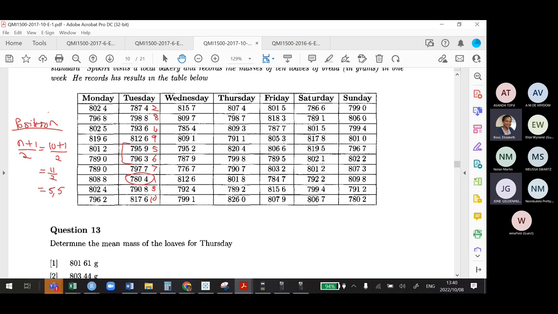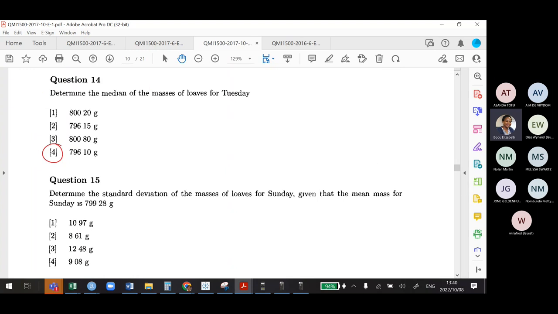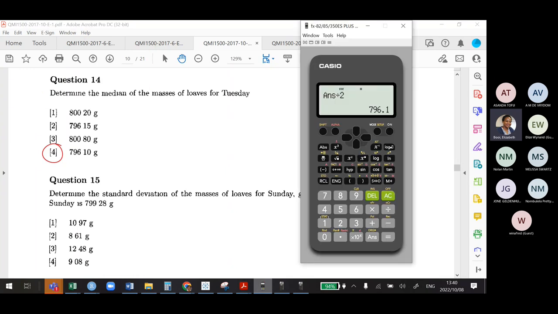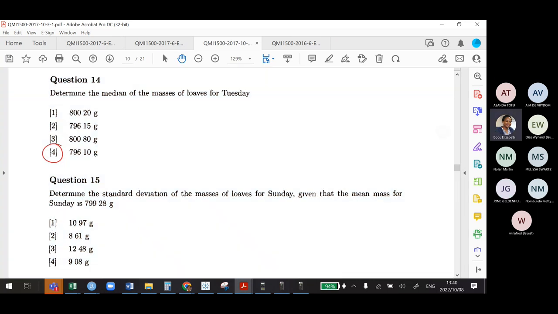Okay. So the answer would be option number four, which is 796.10, which is 0.10. Okay, so the next one is calculate the standard deviation for the masses of loaf for Sunday.